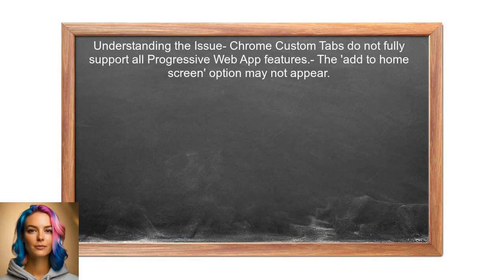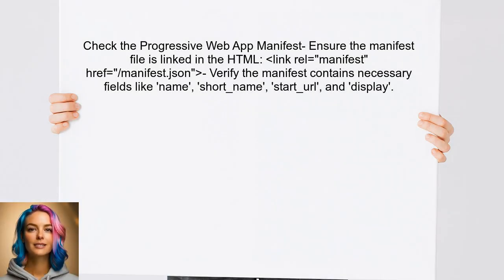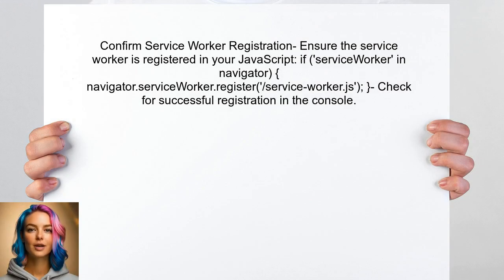To address the issue of the Add to Home Screen option not appearing in Chrome custom tabs, the user should first understand that Chrome custom tabs do not fully support all progressive web app features. Next, the user should check if the progressive web app manifest is correctly configured. This includes ensuring that the manifest file is linked properly in the HTML. The user should also confirm that the service worker is registered correctly. This is crucial for enabling offline capabilities and ensuring the app behaves like a native app.